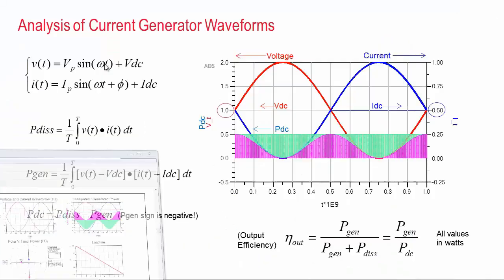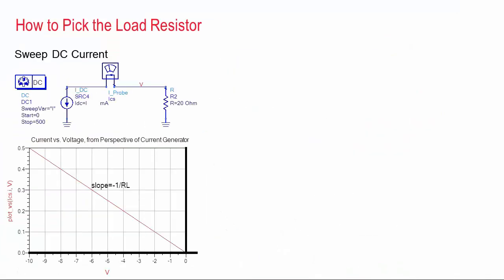And finally, let's talk about how to pick the load resistor. So to start, I'll take the configuration that I showed earlier with current source and a resistor, and I'll sweep the current in a DC sense. And then I'll plot the current versus the voltage, current on the y-axis, voltage on the x-axis, and I get a simple negatively sloped line. Now, the magnitude of the slope is equal to 1 over the resistance, since the slope is y over x, or current over voltage.